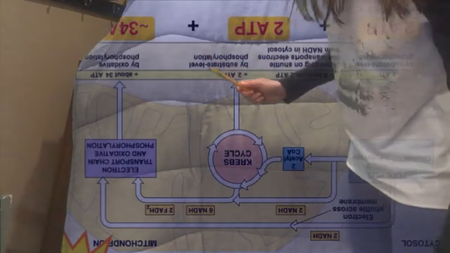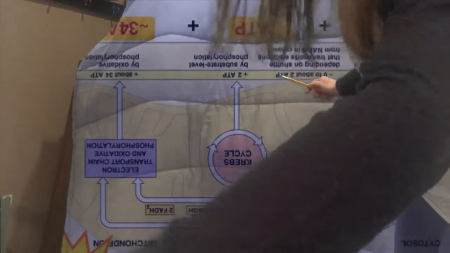The Krebs cycle is located in the circle.